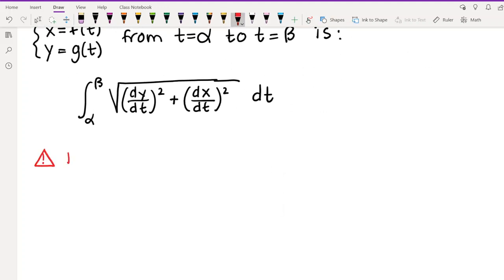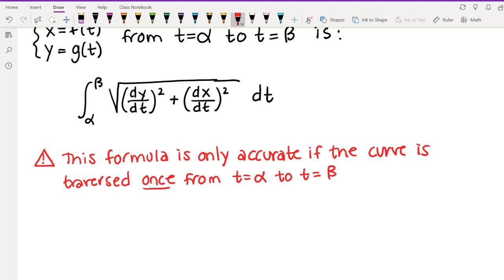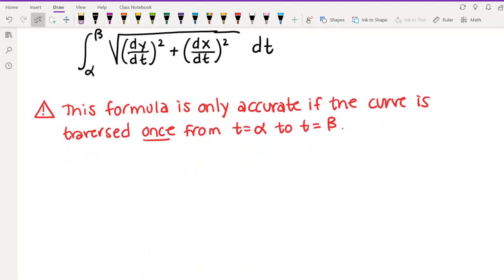But this formula is only accurate if the curve is traversed once from t is equal to alpha to t is equal to beta. Okay, I want to show you just briefly before we get into an example, and again, I'll explain where this warning comes from. But I first just want to quickly show you a proof of this, because it's really quick.